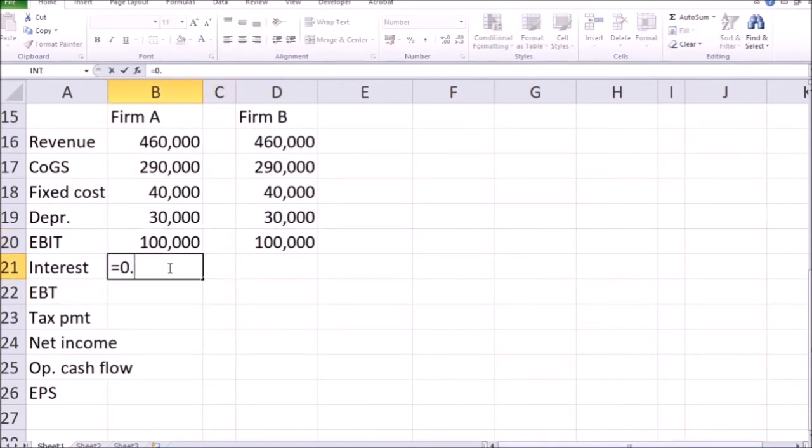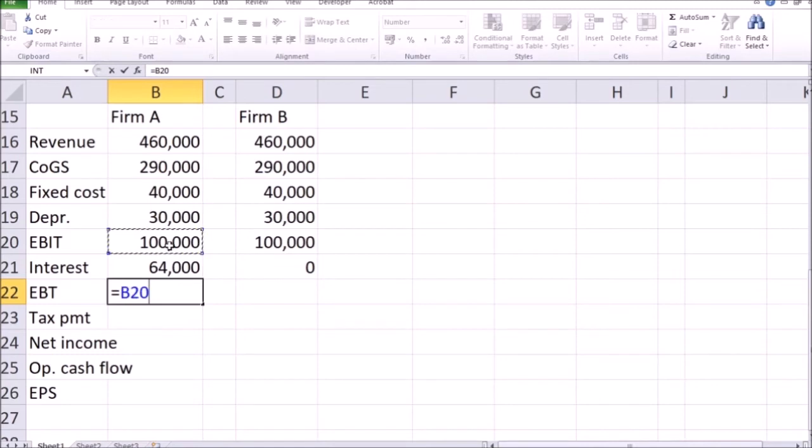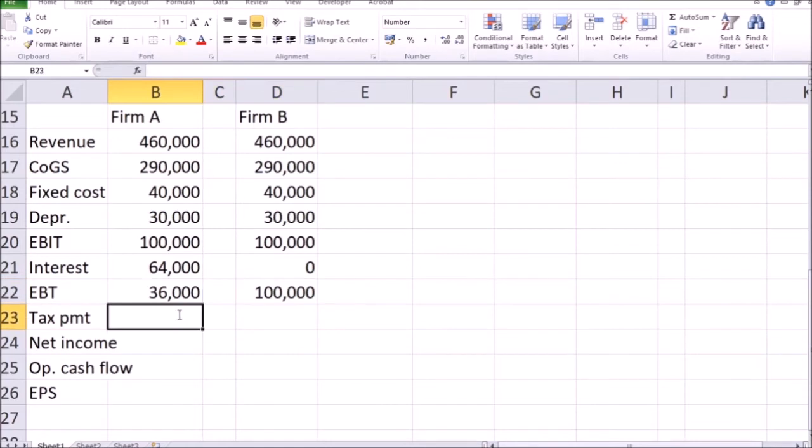Now firm A pays an interest of 8% on 800,000 of its debt, which gives you $64,000 in interest payments. Firm B doesn't pay any interest payments. So earnings before tax after deducting interest is actually different for both firms. EBIT minus interest gives me earnings before tax, and we apply the tax rate of 30% to find the actual tax payment, which is under 11,000 for firm A, and it's 30,000 for firm B. That's where the tax shield comes from.